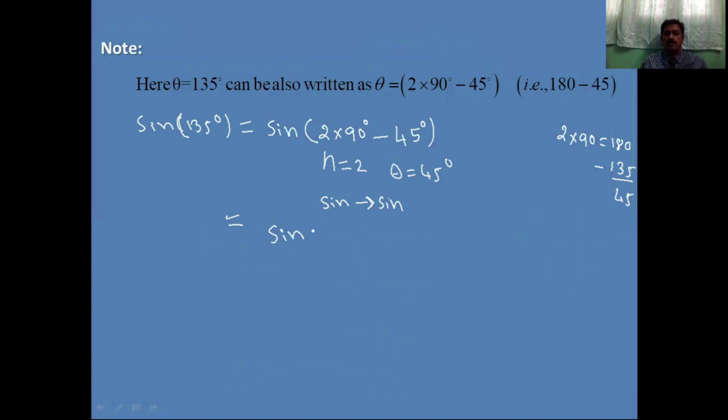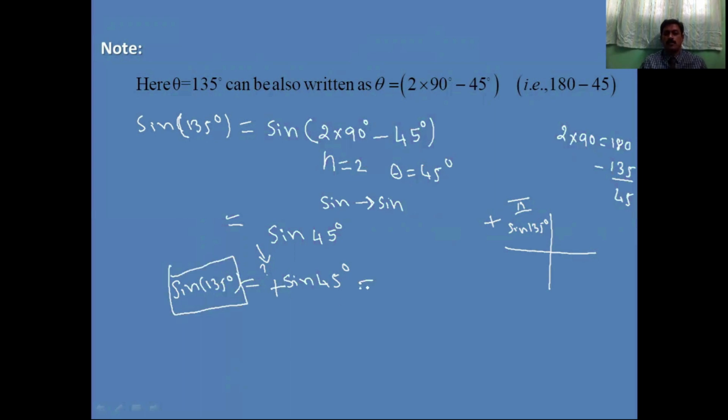We can write sine of the angle 45 degrees, and we need to decide what symbol it is. Sine 135 lies in which quadrant? Second quadrant. In the second quadrant sine is positive, so it is plus. We will get the value as 1 by root 2. You can write it by your own method. Either you can write it in the form of positive theta, otherwise you can write it in the form of negative theta, and you can find the angles.